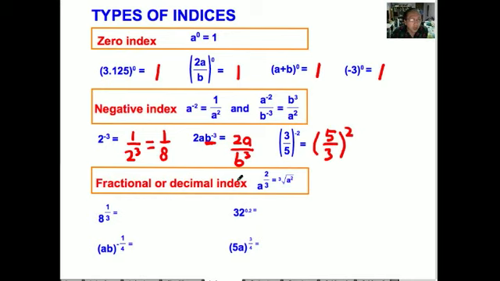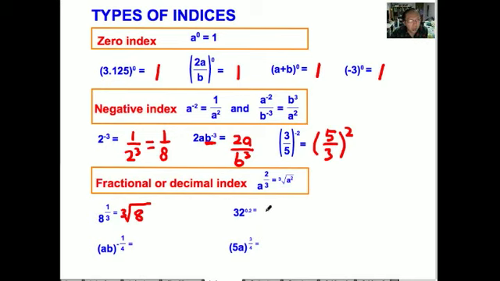Next, we look at fractional or decimal index. In the fractional index, the numerator belongs to a to give us a square, and the denominator is the root. Thus, the denominator here is 3. We have cube root of 8.